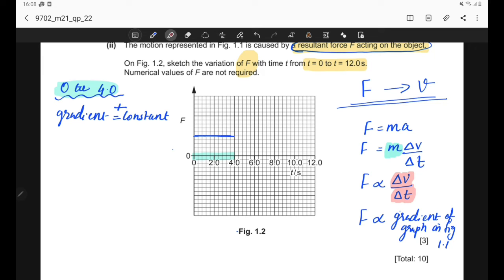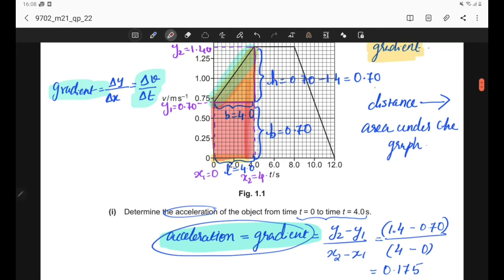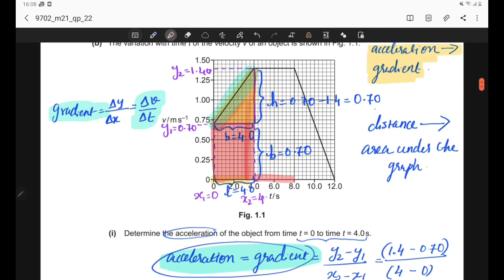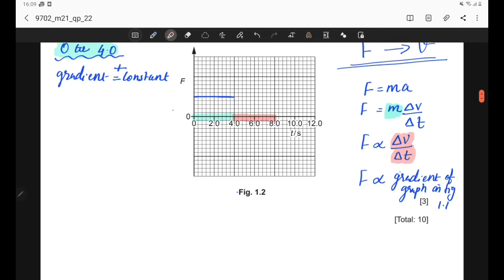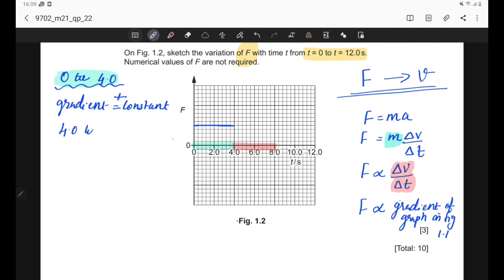Now from the time interval between 4 seconds and 8 seconds, the gradient is different. From 4 to 8 seconds, we can see the gradient is 0, there is no slope. So during this section, between the time interval 4 to 8, the gradient or slope is 0. So the value of force is 0, and we have to draw a line along the 0 value on the x-axis.